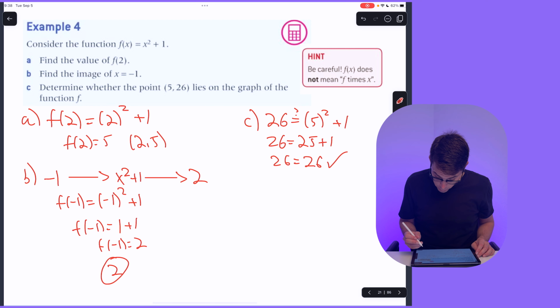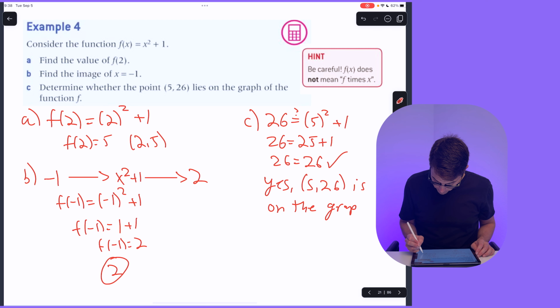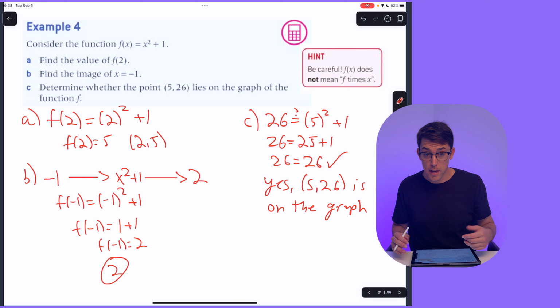If that equation holds true, then it turns out that yes, this point will be on the function. So 26 does equal 26, so yes, (5, 26) is on the graph, which means that if you put a 5 into the function, you will get out a 26. And if you put a 26 in for your output, you'll get 5 as your input. All right, that's simple. So let's talk about models.